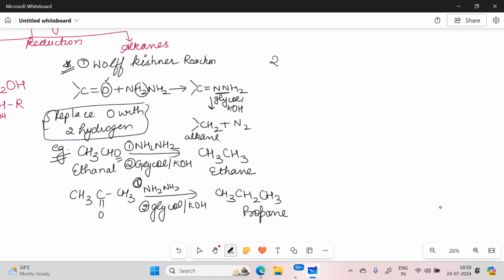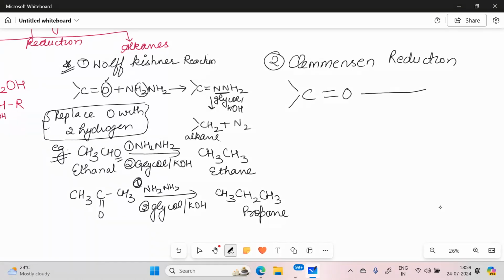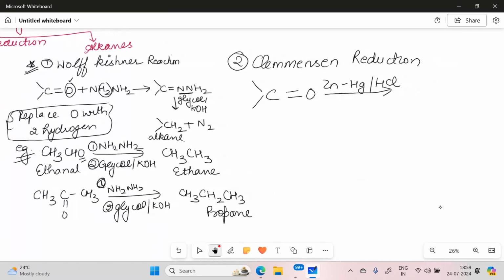Now the second reaction comes under this, after Wolff-Kishner: Clemmensen reduction, the next naming reaction. It is the same thing. Aldehydes and ketones to alkanes. Only the reagent is different. In this case also, oxygen is replaced by two hydrogens. Here we use the reagent zinc amalgam and HCl. Amalgam means alloy of zinc with mercury. In this case also, oxygen is replaced by two hydrogens. You will get alkane. Let us suppose you have butanol.